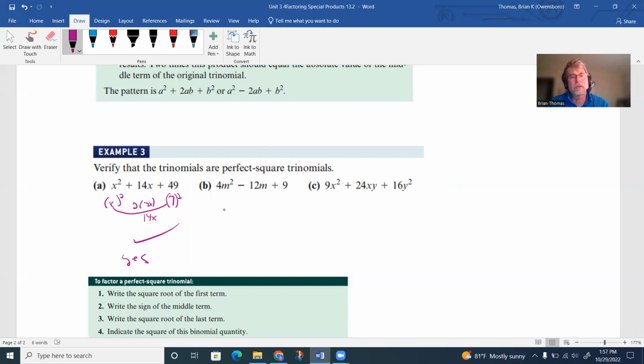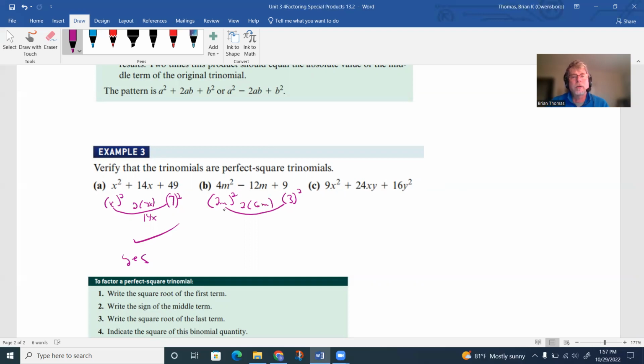So if we look at 4m squared minus 12m plus 9, is this a perfect square trinomial? Well, 2m squared does give me 4m squared. 3 squared does give me my 9. So if I multiply these two together, that's going to be 2m times 3, which is going to be 6m. If I multiply that by 2, does that give me my middle term?